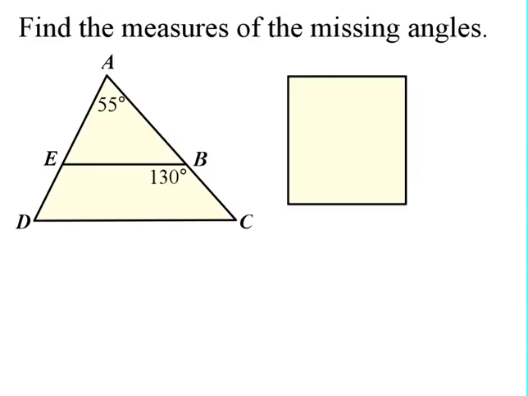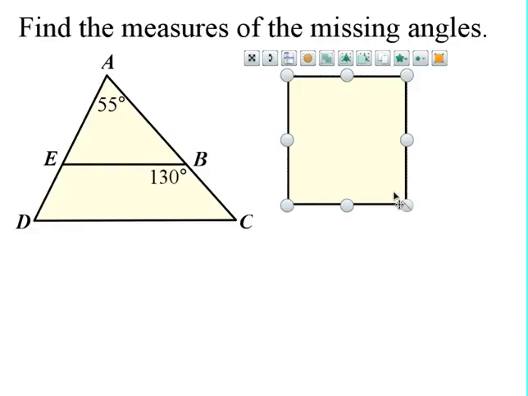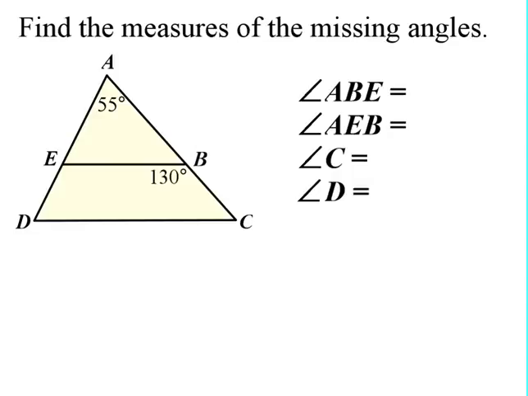All right, let's look at another one of those. Find the measures of the missing angles. So when I say find the measures of the missing angles, I'm looking for ABE, AEB, angle C, and angle D. So I've got 4 angles I'm going to try to find. And so we're going to utilize all that information we learned about parallel lines last year. Learned lots of stuff about parallel lines.